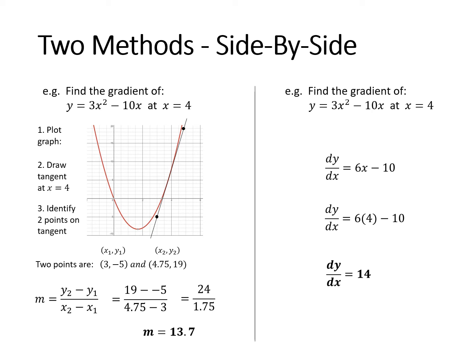Now, the first method involved drawing a graph, the second method didn't. We didn't even need to know what the graph looked like. We could just simply differentiate and put numbers in. Hopefully you can see that's a lot easier.